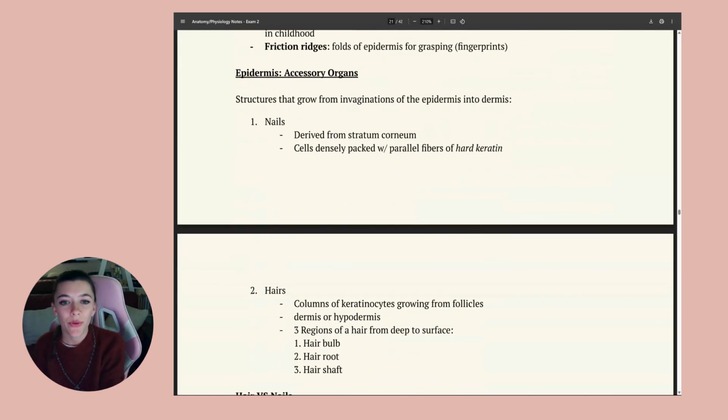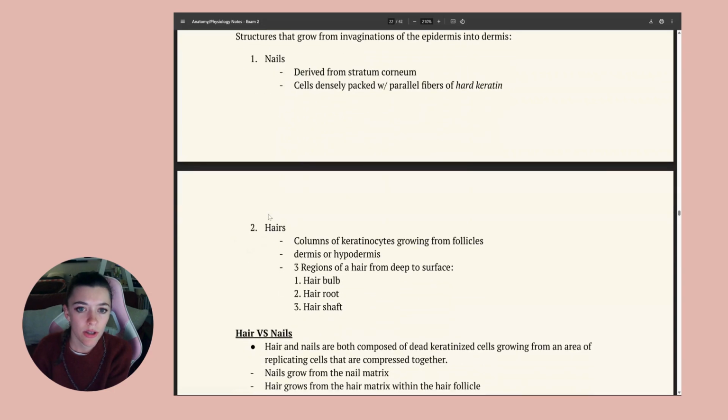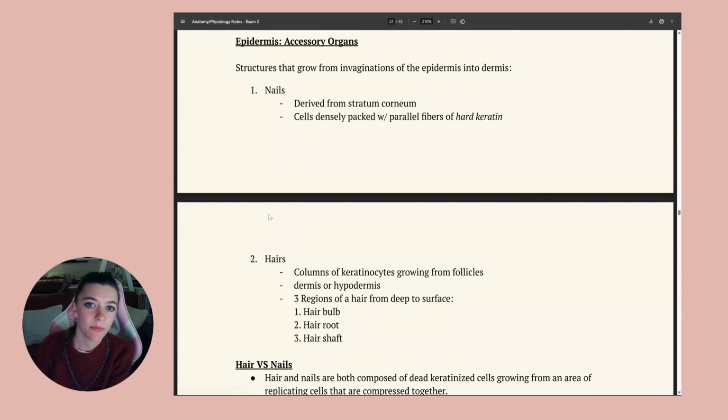Epidermis accessory organs. Structures that grow from invaginations of the epidermis into the dermis. I'm not sure if that's a real word. Invaginations. I might have made that up. Those are going to be your nails and your hairs.